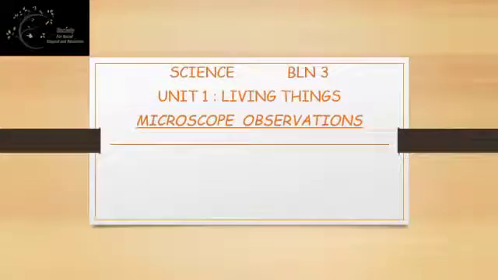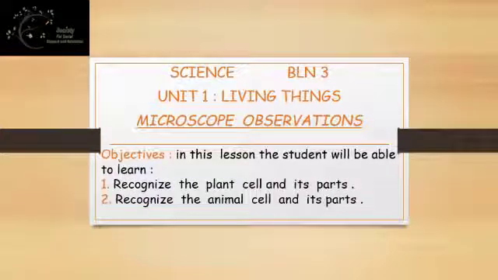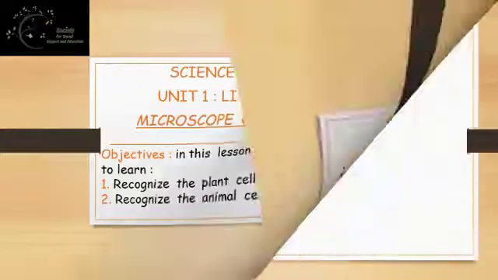Hello everyone. Today we will continue what we started last week. We will continue with Unit 1, Living Things, Microscopic Observations. So in this lesson, you will be able to recognize the plant cell and its parts, and then to recognize the animal cell with its parts.